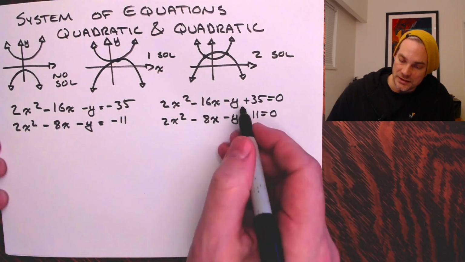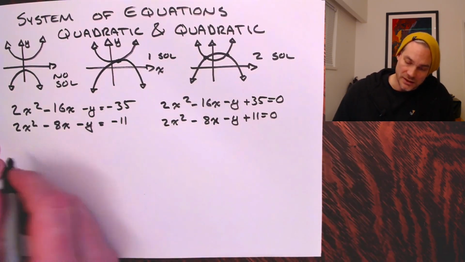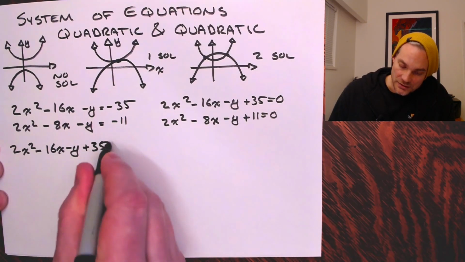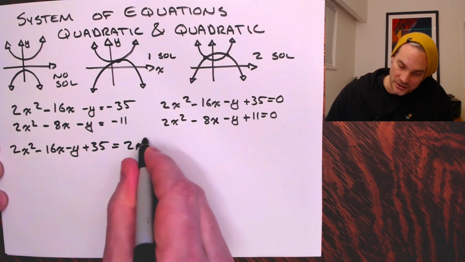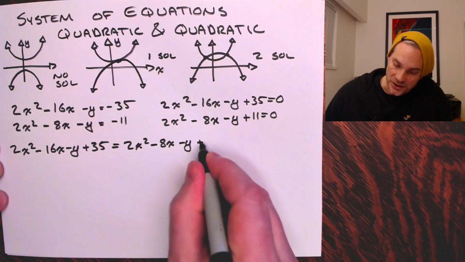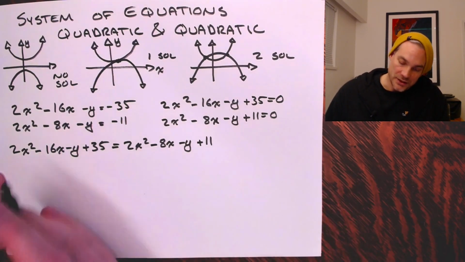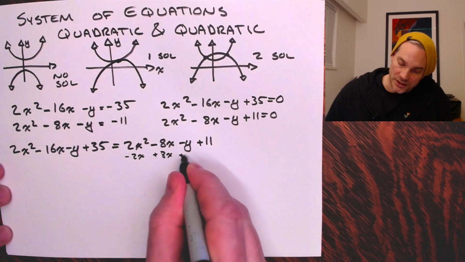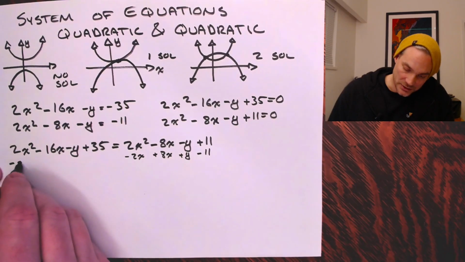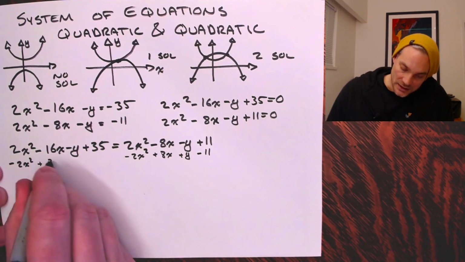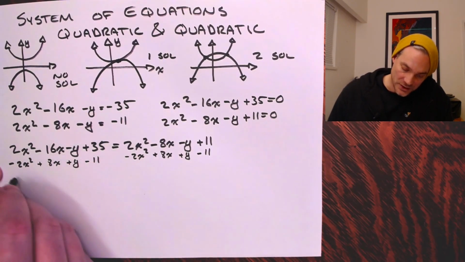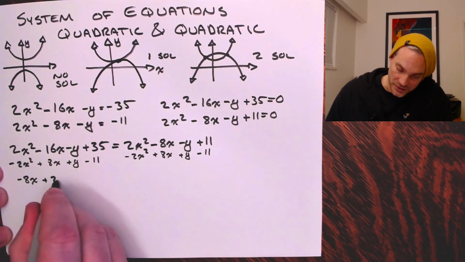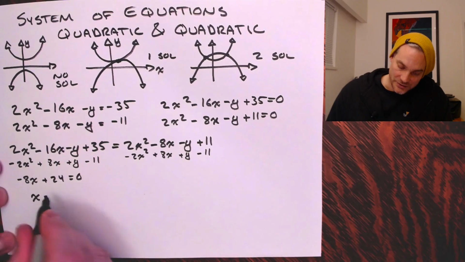And now because this equals 0 and this one equals 0, they must equal each other. So that's 2x squared minus 16x minus y plus 35 equals 2x squared minus 8x minus y plus 11. So now we're just going to move everything to one side. If I move all of this over here, that's a minus 2x squared, a plus 8x, a plus y, and a minus 11. So that's 0. This is going to be minus 8x, the squares disappear, and then this becomes plus 24. That equals 0. So now if I solve for x, I find that x equals 3.